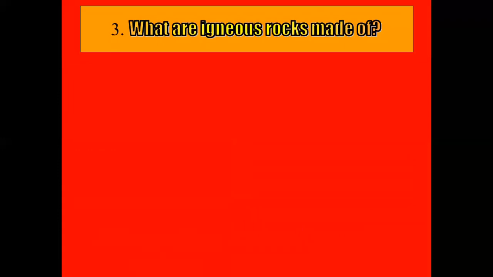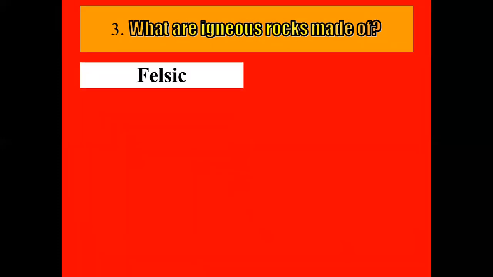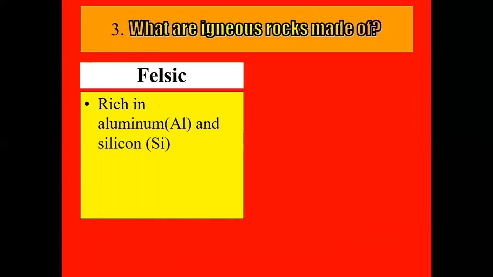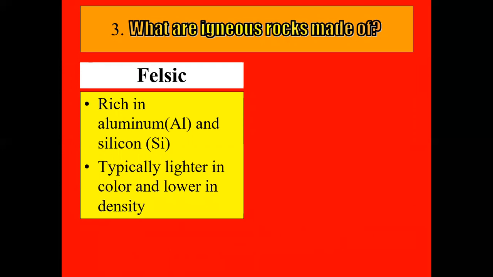Okay, moving on. What are igneous rocks made of? Now, this is fun because they're cooling differently and in different places, so they get different characteristics. You can have two different types. You can have felsic. A felsic composition basically means it's rich in aluminum, Al, and silicon. Remember, we talked about those elements when we were talking about minerals. So felsic rocks have aluminum and silicon in them, and they're lighter in color and lower in density. So these will be your light, less dense rocks.